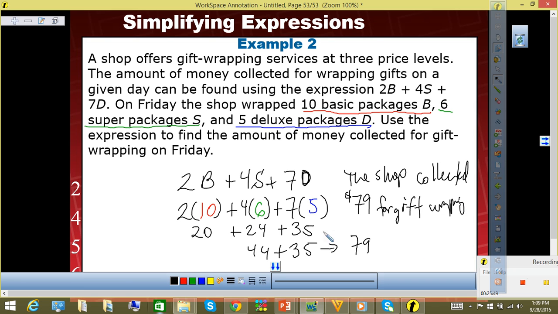Why am I using arrows? Because we're not in equations, we are in expressions. Ma'am.